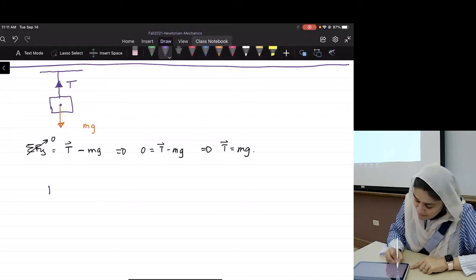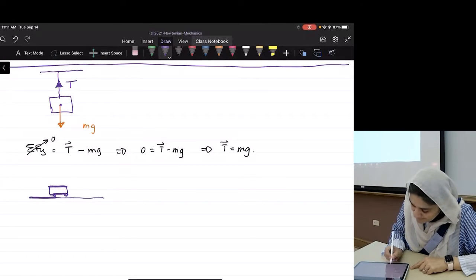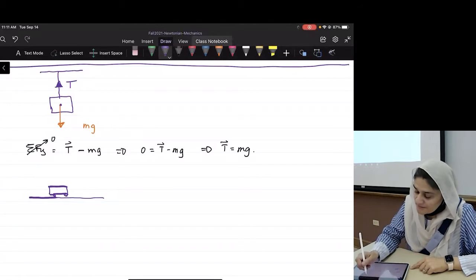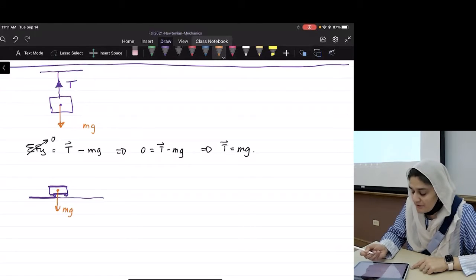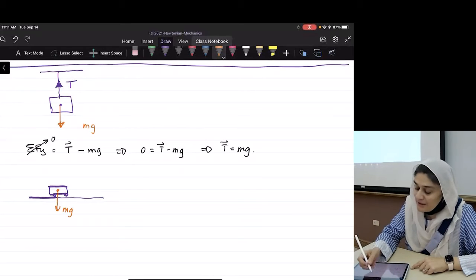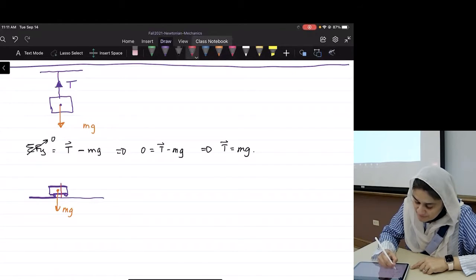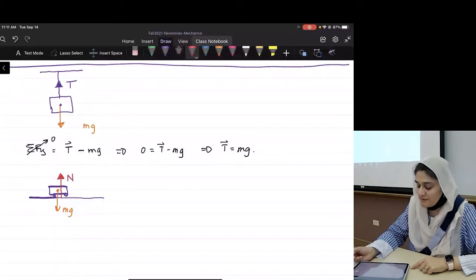Okay, now we have a car sitting on a table. What's the one force I guarantee it's going to have? Gravity. And since it's sitting on a table, what's the table doing to it? Pushing it up. What do we call that force? We call it the normal force.